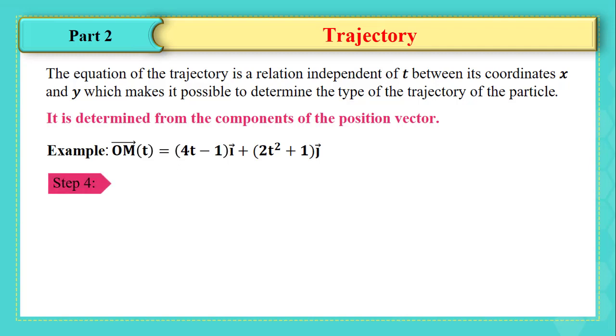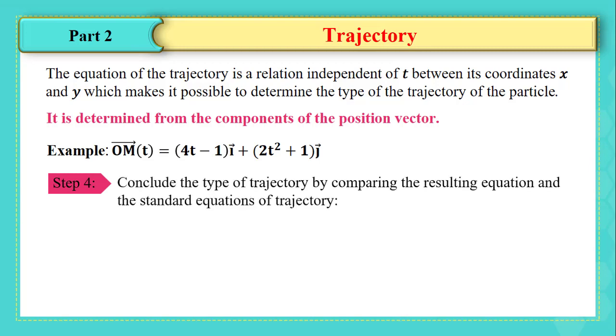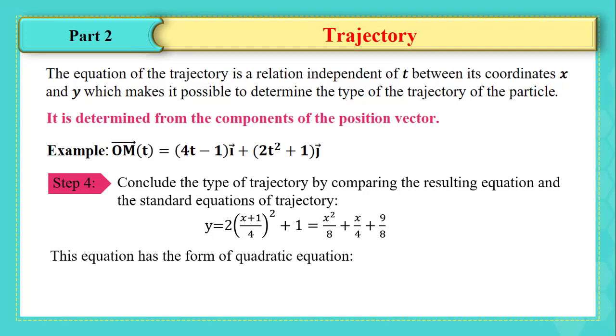And the last step, step 4, conclude the type of the trajectory by comparing the resulting equation and the standard equations of trajectory. Our resulting equation is y equals x squared divided by 8 plus x divided by 4 plus 9 over 8. By comparing it to the forms of the trajectory, we can find that it is very similar to y equals ax squared plus bx plus c, where a is equal to 1 over 8, b is equal to 1 over 4, and c is equal to 9 over 8. Therefore, we conclude that the trajectory in this case is a part of a parabola.